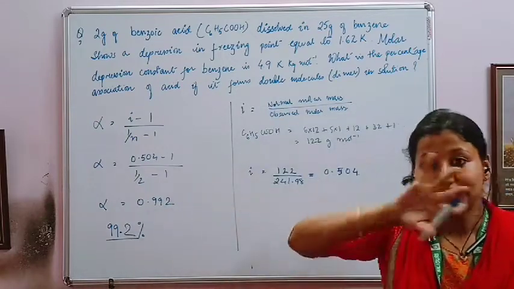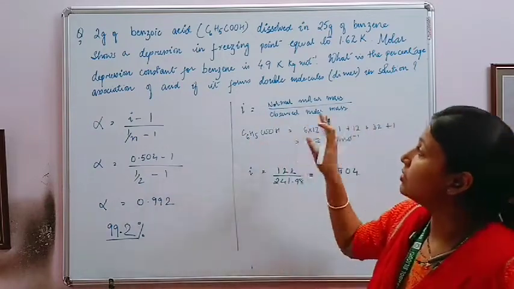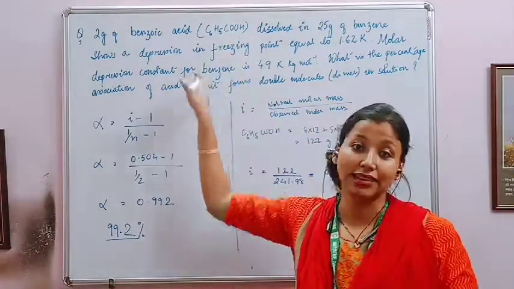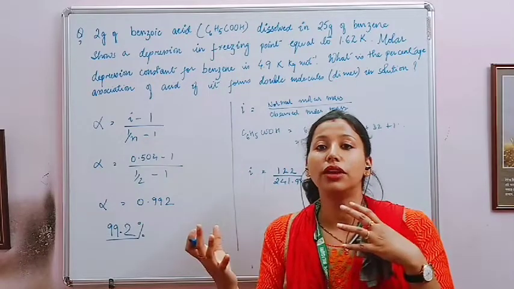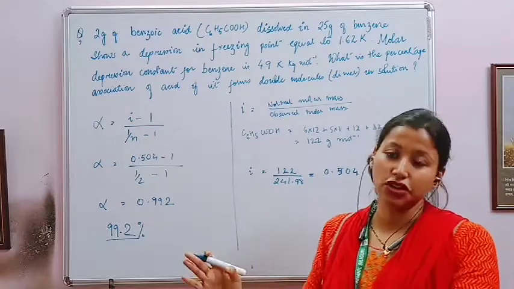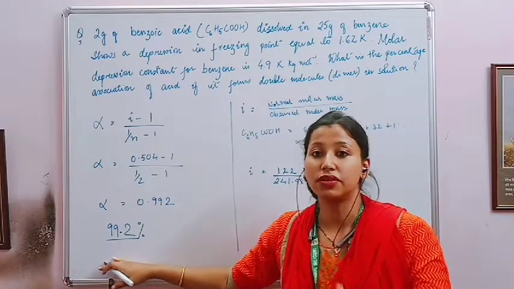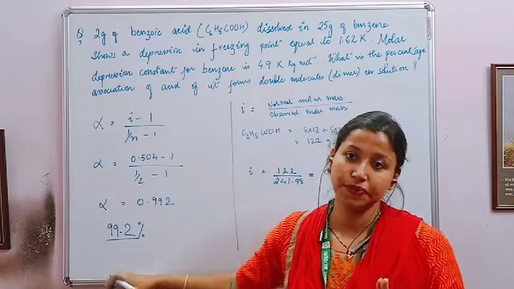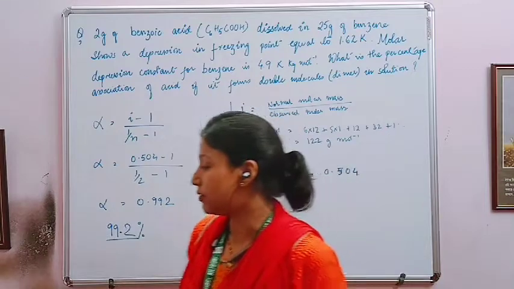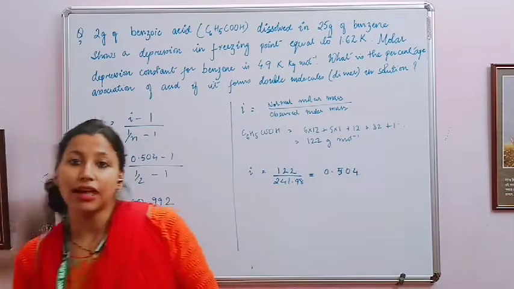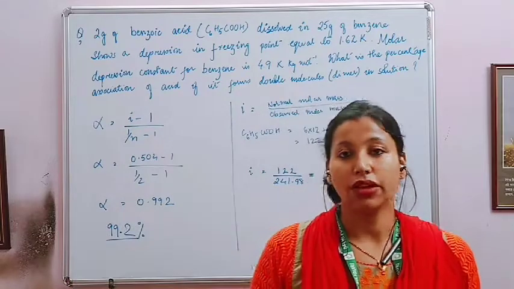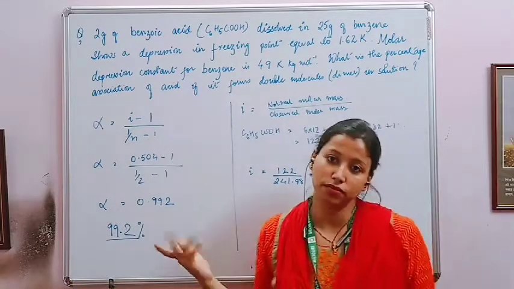Now what do you understand by this? It means that in the solution 99.2% of the molecules of benzoic acid have combined. That means 2 molecules have combined to form the dimer. There is not 100% association. There is 99.2% association of the solutes. So I have solved association here. I have given you the formula for dissociation and one numerical with dissociation in your worksheet. Try solving that. It is also in the same manner.